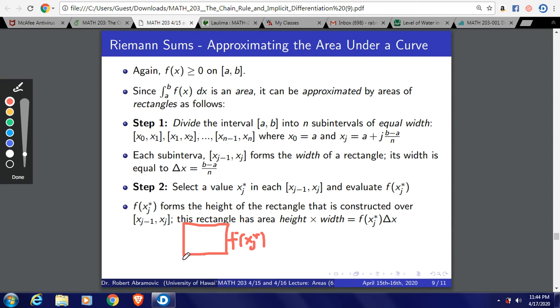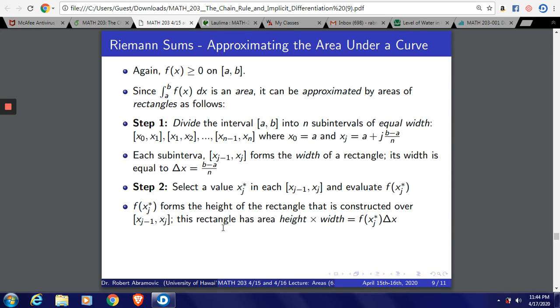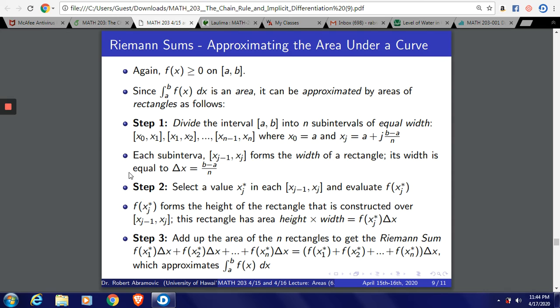f of xj star. If we add up now this, how many subintervals do we have? There's n subintervals, so we have n rectangles. We add them all up, and because this forms the height of the rectangle over the subinterval, it has area height times width, which is f of xj star times delta x.